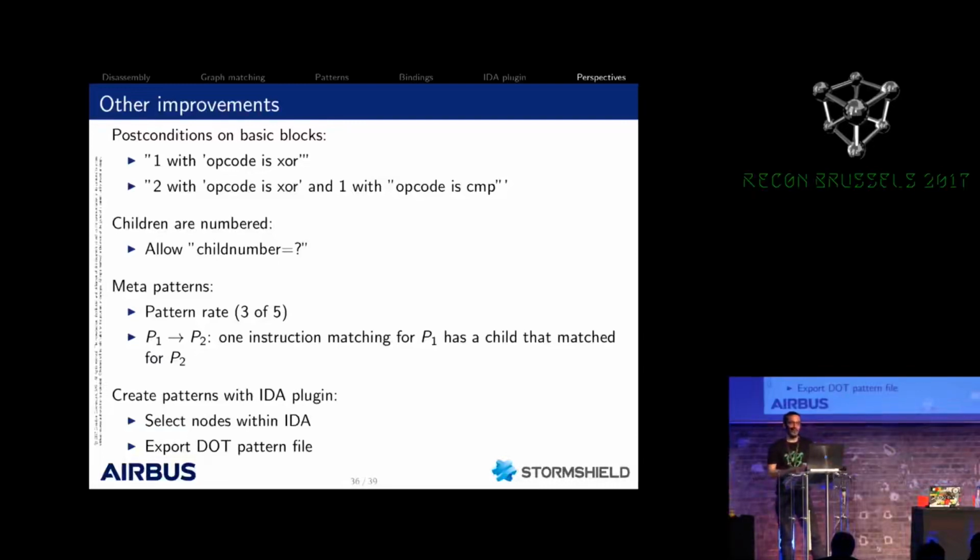The last point is that for now we constructed graphs manually by writing text files. It works, it's okay. When you're used to it, it's quite fast. But it would still be easier to be able to select nodes in IDA and then click export, and it would generate a nice dot file with all the nodes and all the edges that we want. It will be much faster to create patterns.